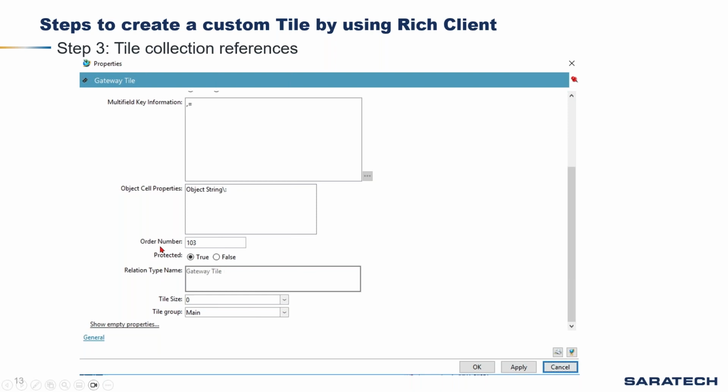And next is the order number. This is where we provide the location where we want to put the tile. And then the size is the size that we want to use for the tile. So if we want to use the small size, we can select 0, or if we want to use the wide size, we can select number 1 for the tile size. And lastly is the protected property right here. I usually select true for the custom tile because it will prevent the tile from being modified by the user.